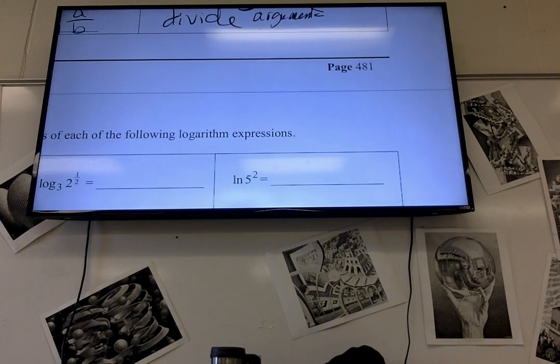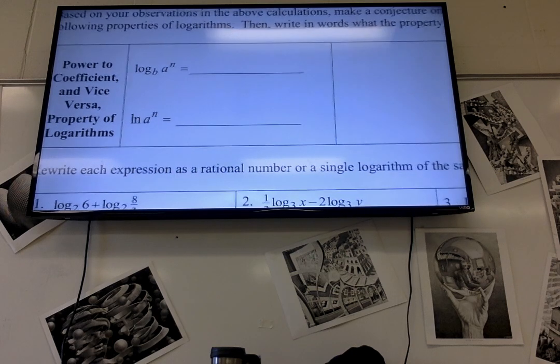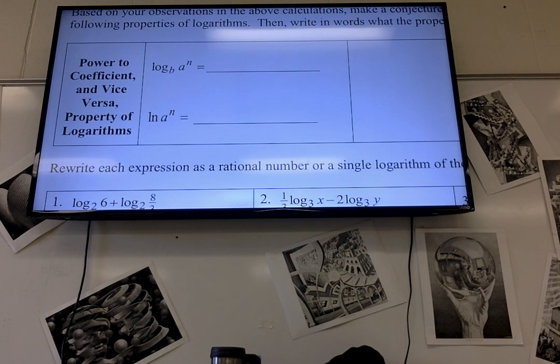Okay, so the next one, page 482. We're skipping down to here. If you have the log base b, or whatever base, of something raised to a power, then we can take that power and put it out in front. Because this comes from the rule, if you raise a power to a power, you can multiply the exponents.